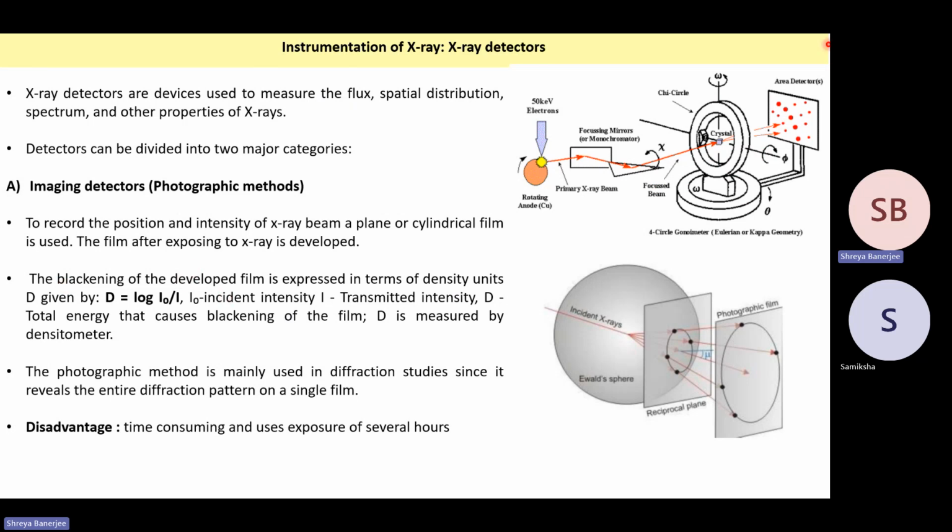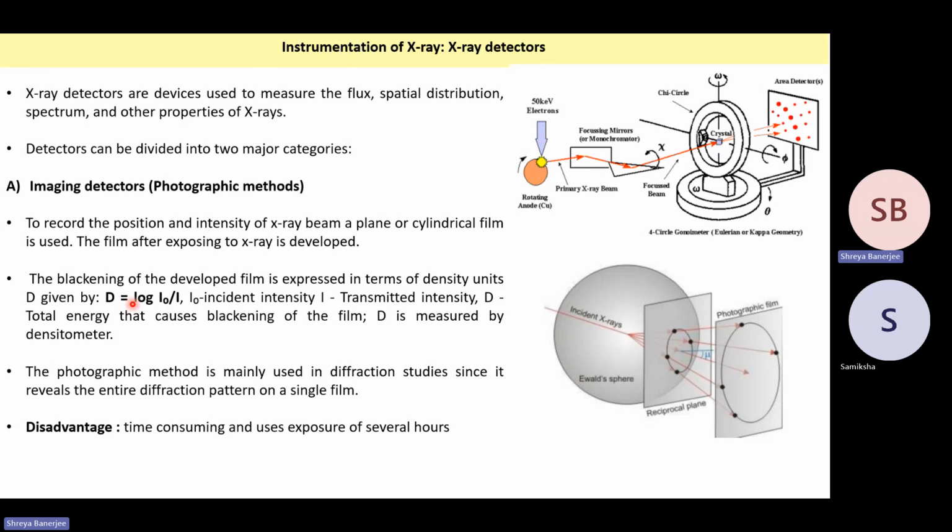So basically what happens, there is a film here, and the X-ray, when it passes through the crystal, gets deflected when it hits the different atoms of the crystal. So the deflected X-ray will strike this detector and cause a dark spot wherever it is hitting.